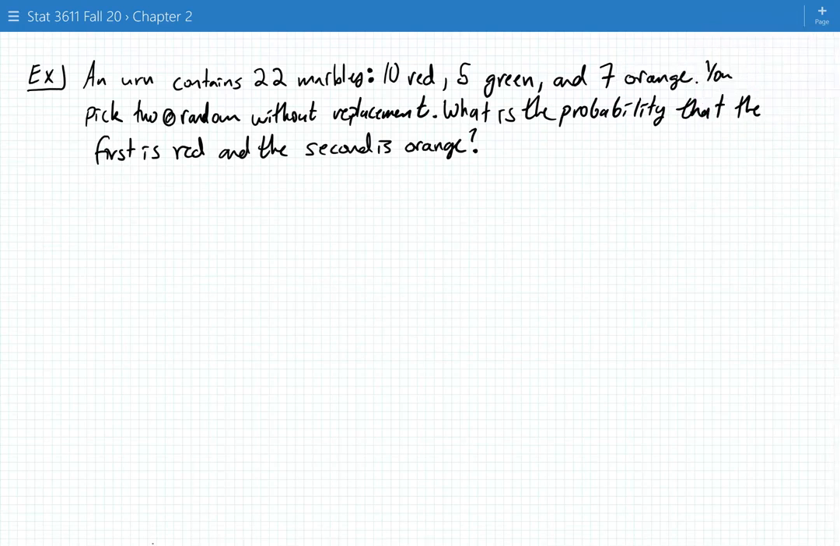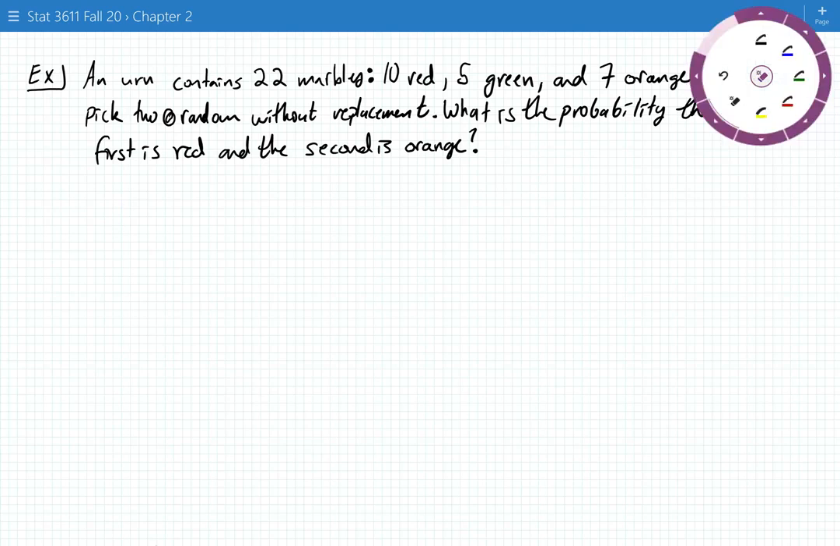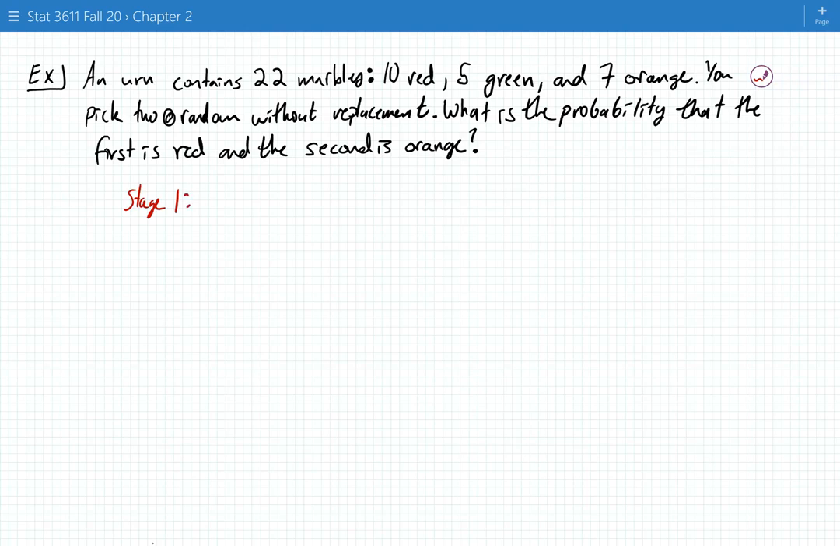Well, this is just a multiplication rule problem. There are very clearly 2 stages. Stage 1, draw a red ball. There are 22 marbles, 10 of them are red, so there's a 10 in 22 shot of getting a red ball.